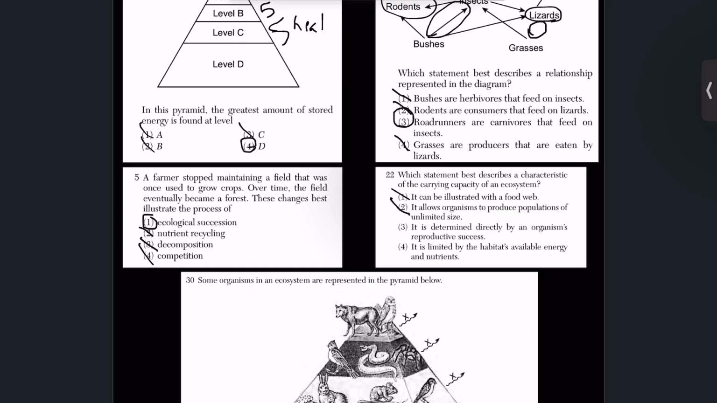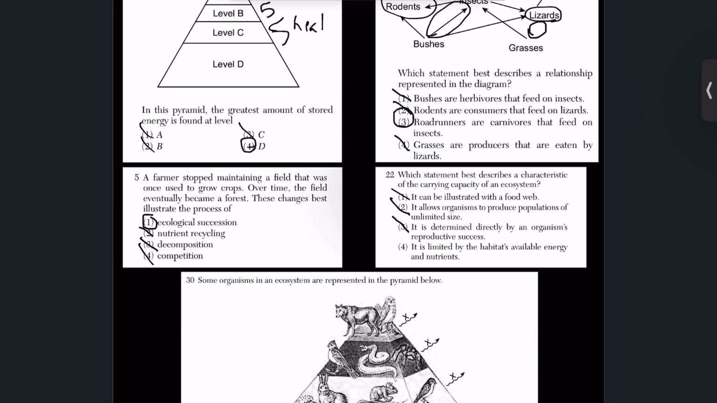Next, we say it is determined directly by an organism's reproductive success. This one would not be our answer. While if organisms don't have much reproductive success, they'll likely die off, that doesn't determine the maximum amount of them in an ecosystem or in a given environment, as that's rather chosen by environmental factors.